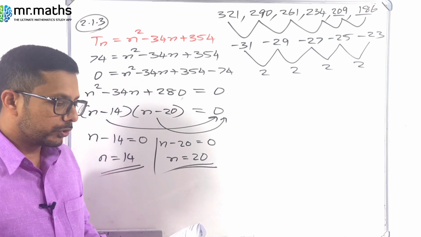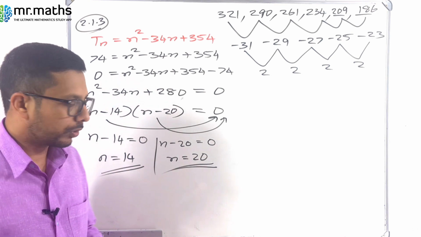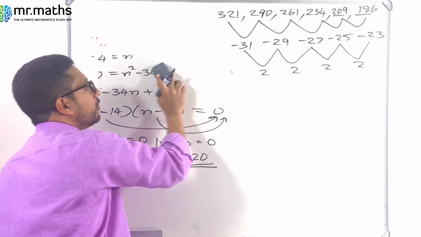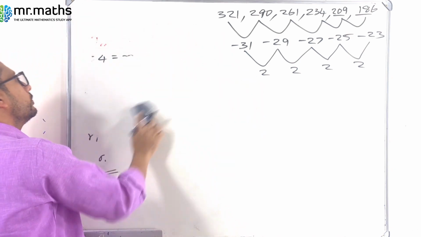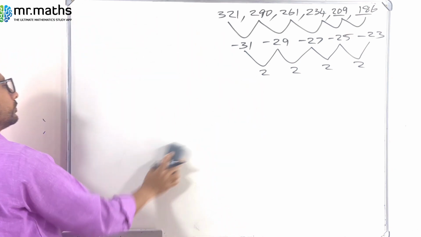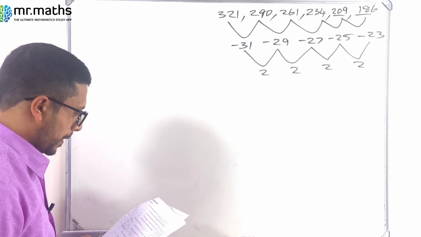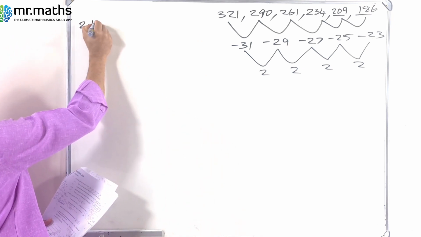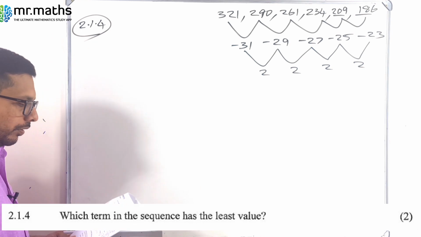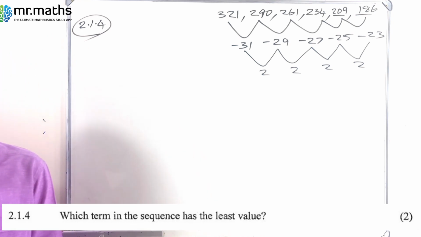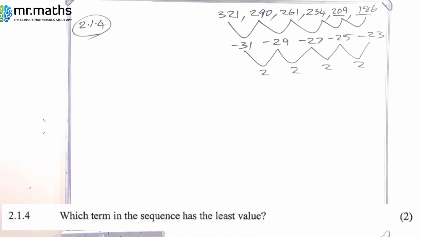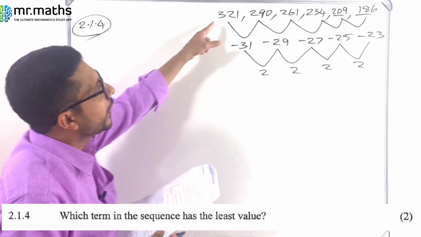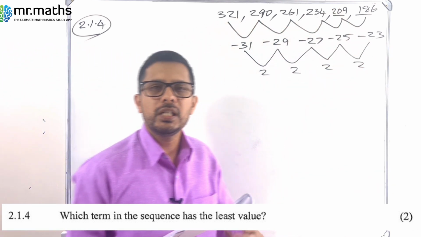Now let's move to the next question, 2.1.4. What is that question? Which term in the sequence has the least value? What is the meaning of that? In this sequence, which term is having the least value?